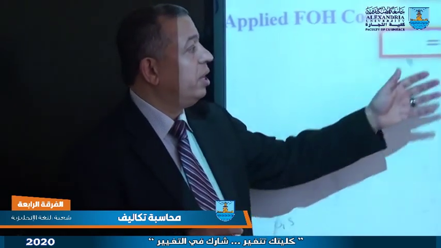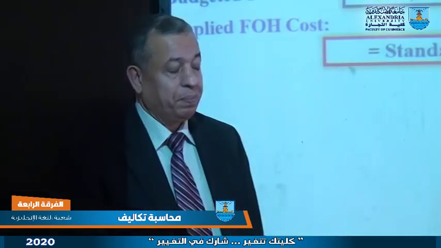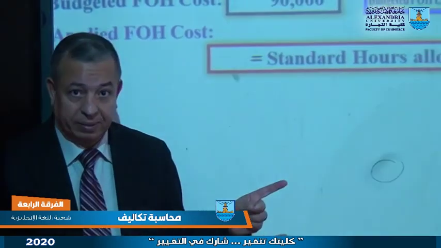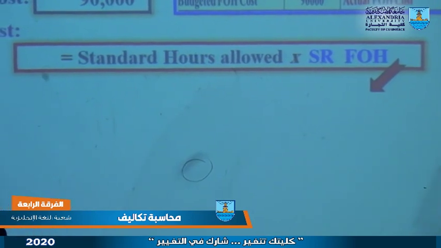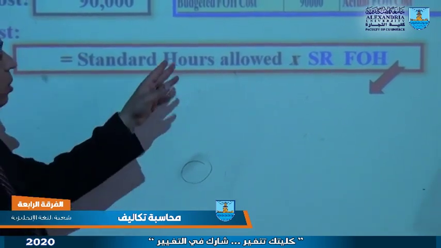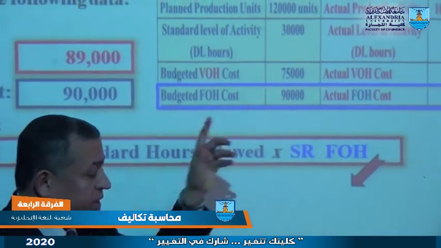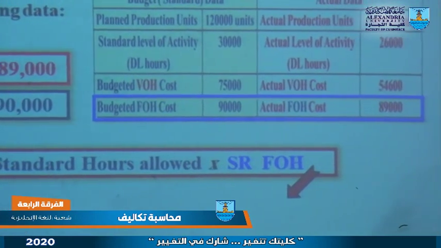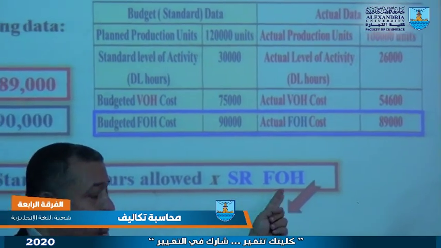So my problem today is not standard hours allowed, but how to calculate the standard rate for fixed. If you know how to calculate the standard rate for variable, you will know how to calculate the standard rate for fixed. Okay? Do you remember? Yes, I have an equation. I need standard, so I will go to the budget. This budget cost is the total budget cost. I don't need the total budget cost. I need standard rate per hour, okay?